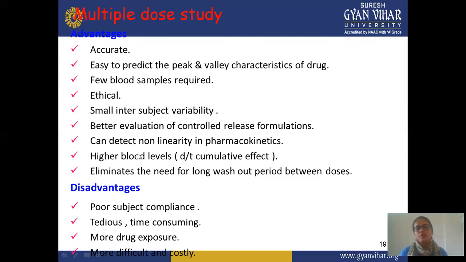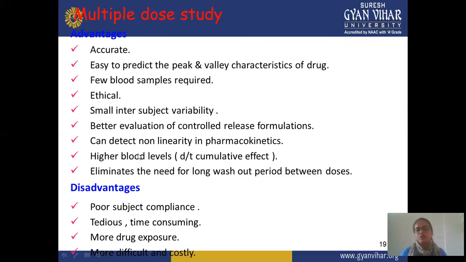There is better evaluation of controlled release formulation. It can detect non-linearity in pharmacokinetics. Means you can also check the non-linearity parameter, and can detect higher blood levels due to cumulative effect of drug elimination. There is no need for a long washout period between the doses.